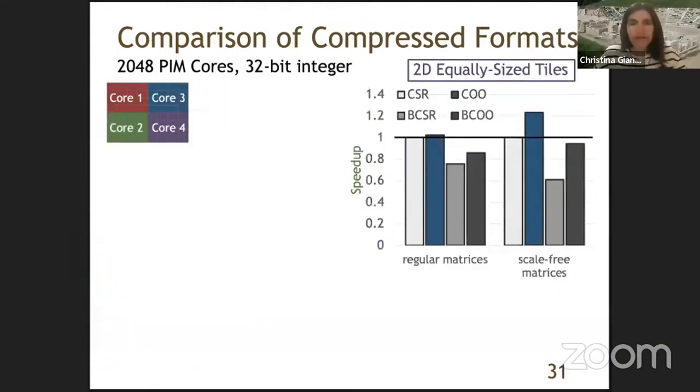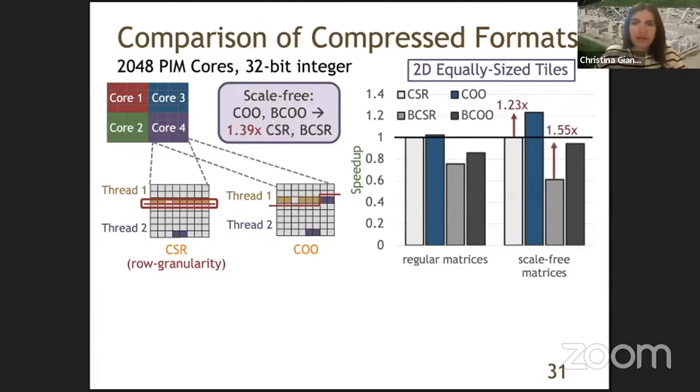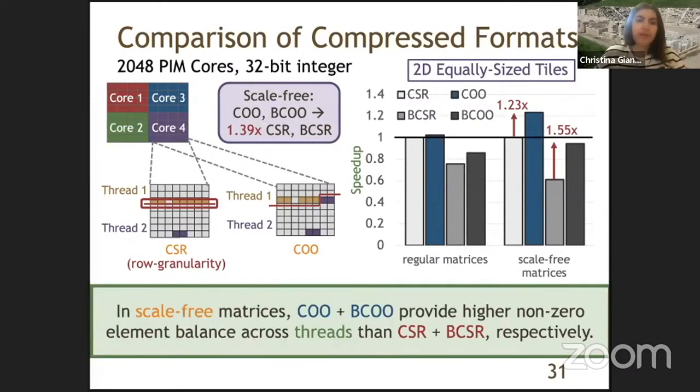We observe similar behavior in the 2D equally sized kernels. In the 2D equally sized kernels, even though all the compressed matrix formats have the same non-zero element balance across the PIM cores, because we create static partitions, static tiles on the sparse matrix, the non-zero element balance among multiple threads of a single multi-threaded PIM core is affected by the compressed matrix format used. And as a result, Q and BQ formats outperform CSR and BCSR formats, especially in scale-free matrices, because they provide high non-zero element balance among threads of a single multi-threaded PIM core.